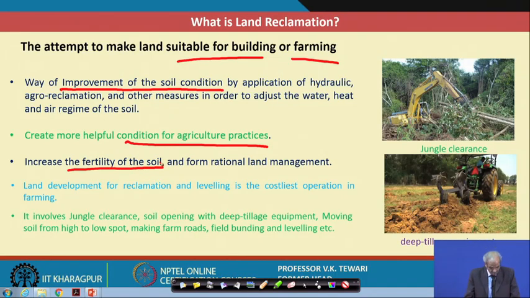Well, so land development for reclamation and leveling is the costliest operation in the farm. Yes, it is so, because something which has been totally in a haywire situation, with all the stones, bushes, and so many things there, you now need to clear all these things.